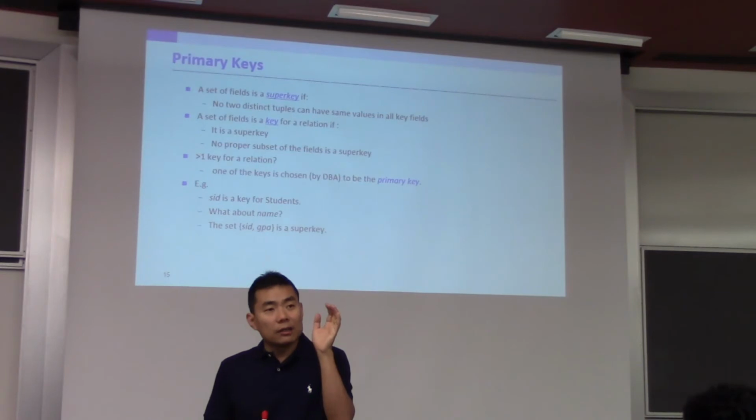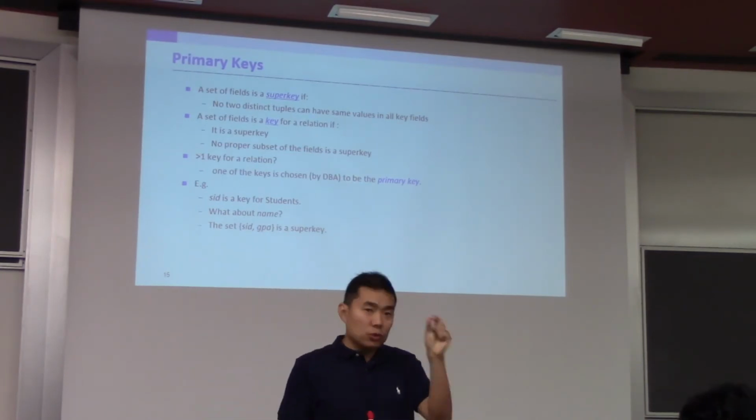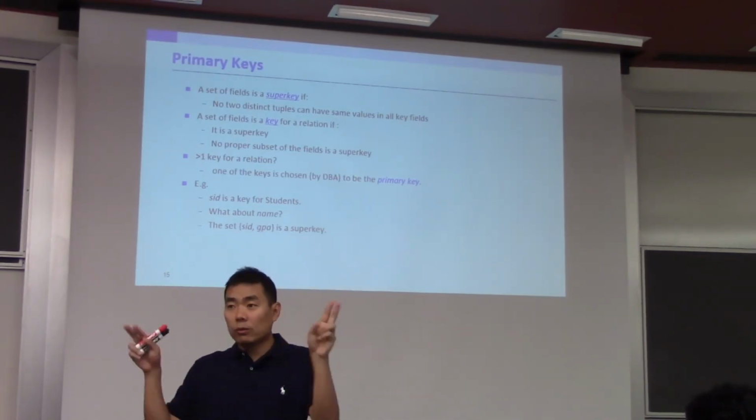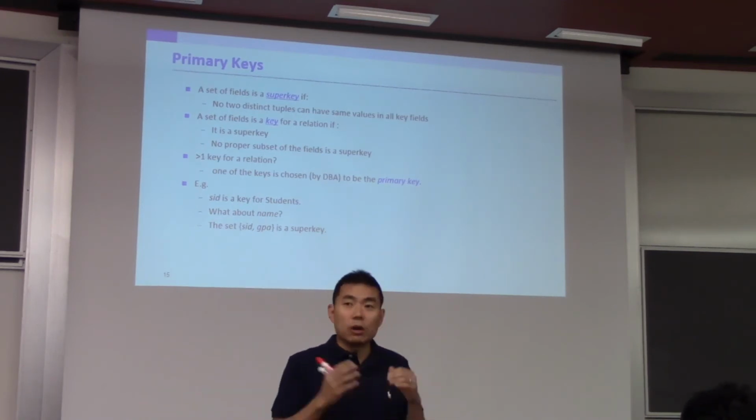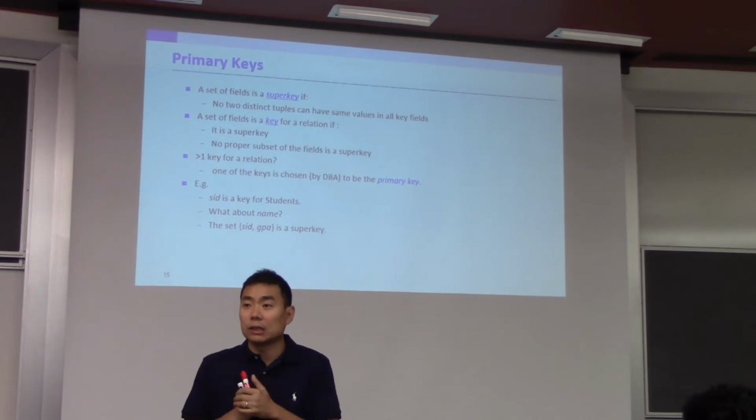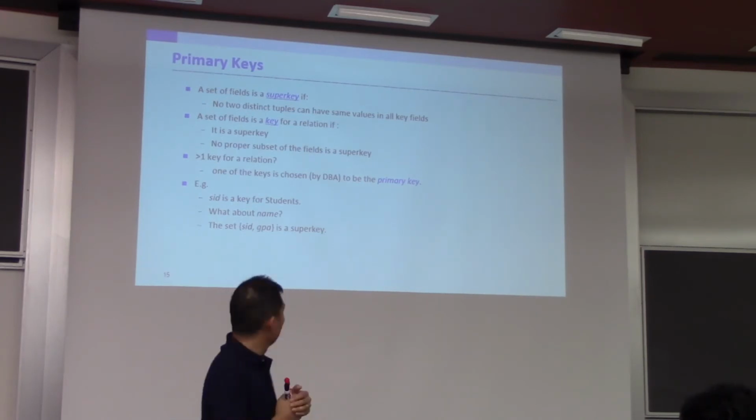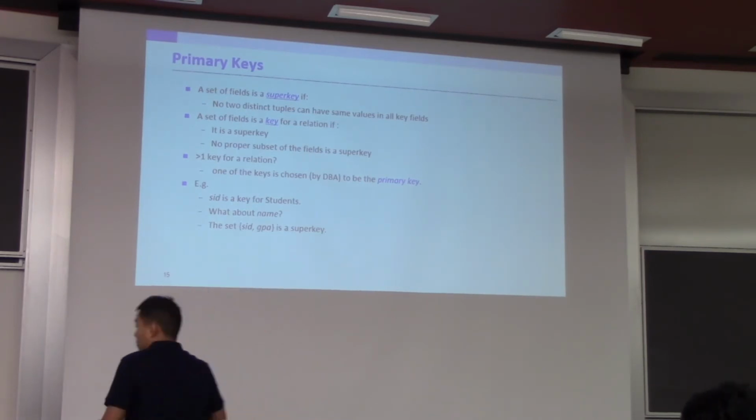Well, at the time you create the schema of your table, you choose one of your keys to be what we call the primary key. And the others not being selected will automatically become what we call candidate keys.